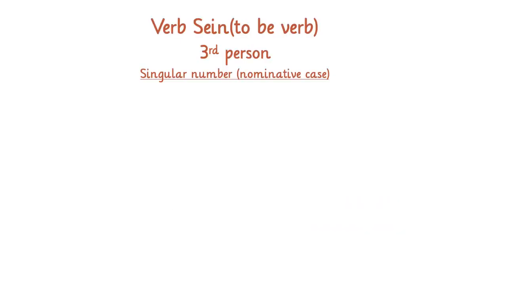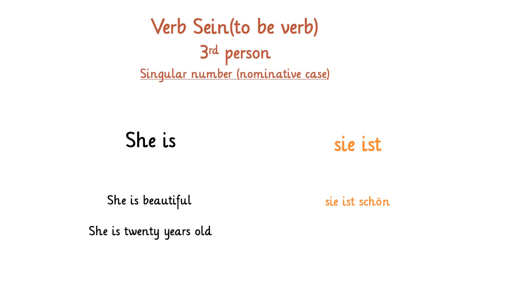Now we are moving to our next page, and here we get she is, which means sie ist. For example, she is beautiful. In German we say, sie ist schön. Here beautiful means schön. And the next one is, she is 20 years old. In German we say, sie ist 20 Jahre alt.